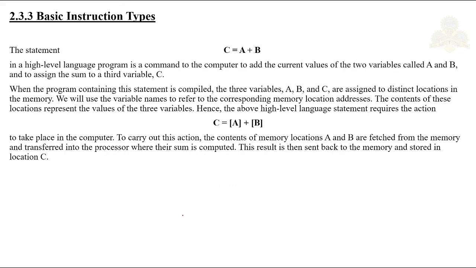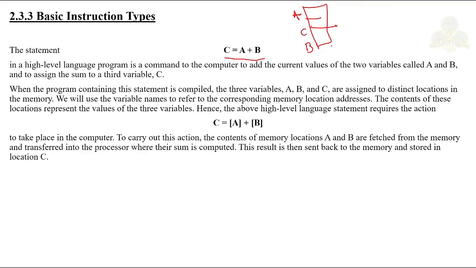Next we will see the basic instruction types. Consider the command C is equal to A plus B. What it says is the content of the variables A and B should be added and the sum has to be placed in the variable C. Now we should understand when this statement is compiled, three variables are assigned to distinct locations in the memory. Suppose if we consider this as our memory, A could be somewhere here, B can be somewhere here, and C can be somewhere here.